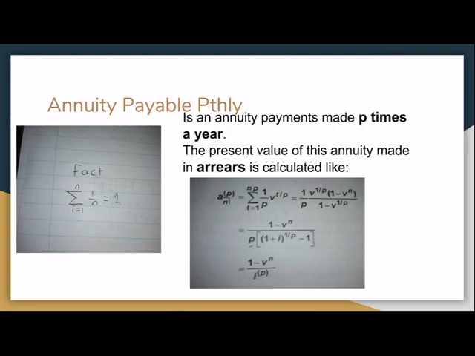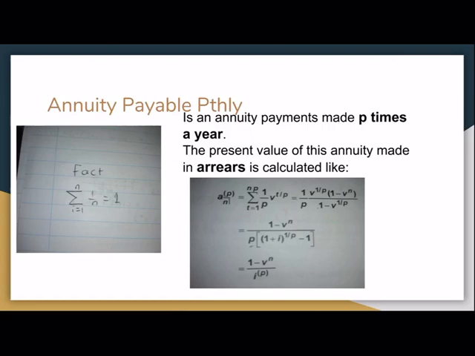So when we look at annuity payable pthly, these are payments which are made p times a year. You could make them maybe quarterly or semi-annually. You could have it monthly. So if it's monthly, then the p is 12. If it's quarterly, the p is 4, and if it's semi-annually, then the p is 2.